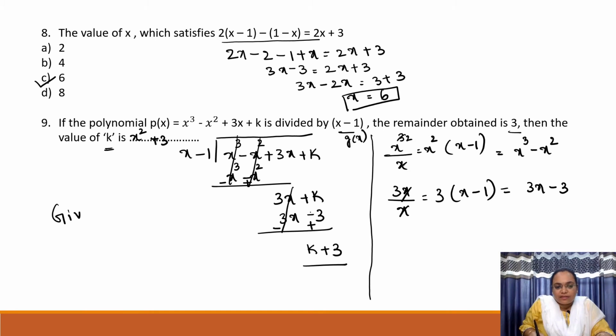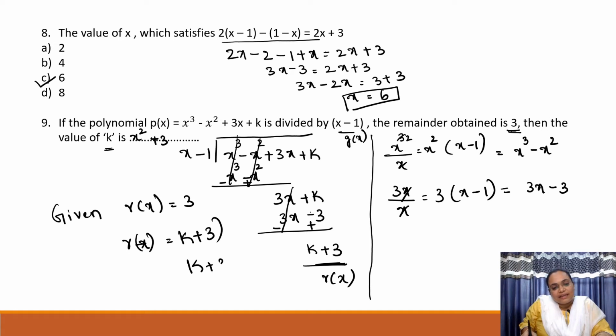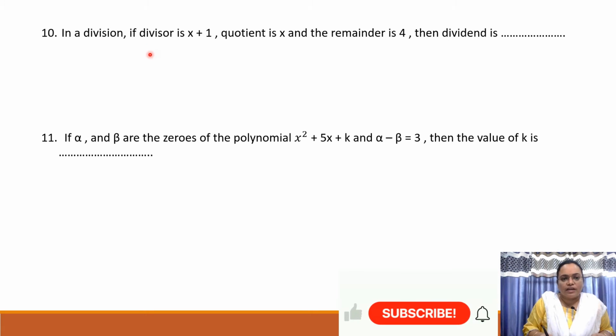What is given? Given is r of x, that is 3. Remainder obtained is 3. But what we have got? R of x as k plus 3. Let us compare these both. K plus 3 is equals to 3. Now what is the k value? K value is 0. Okay. So what is the k value we have got? K value is 0.